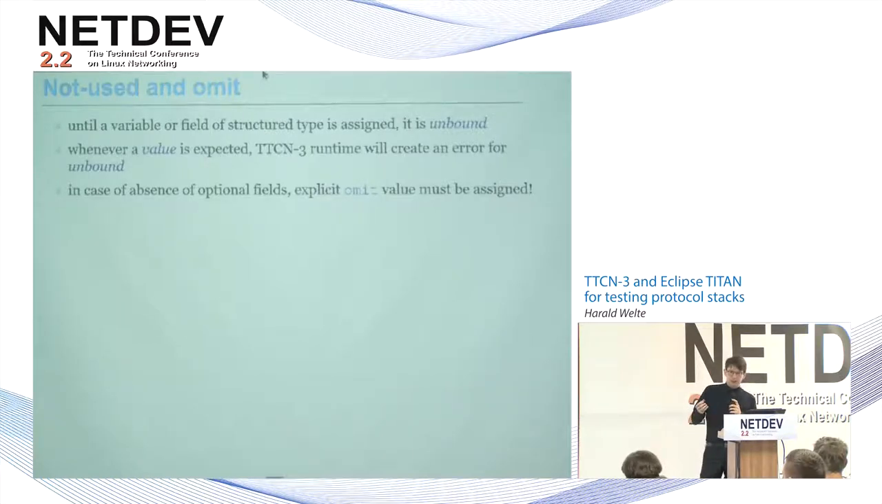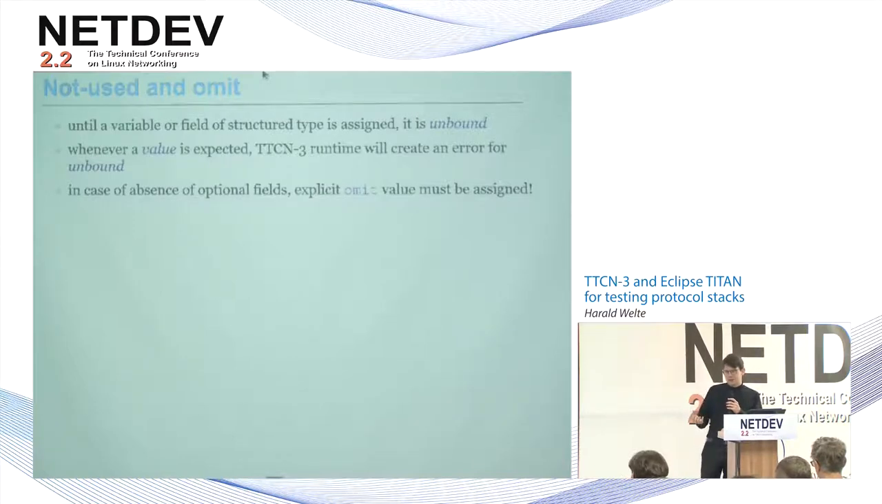And whenever you need a value, for example, you want to transmit a packet, then of course you need to know exactly which bit at which position and which byte needs to be transmitted. Everything must be bound. You cannot have, like in a C structure, some uninitialized memory. Of course, you don't want to transmit something that hasn't been properly initialized.